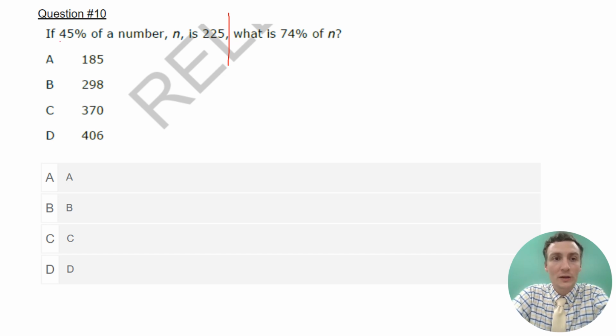Here, we know 45% of a number is 225. So we're saying the 45% is 225. Thus, this 225, even though it's huge, is our part. So I know that to find a whole, I do my part, my whole, which I'm representing with a W, equals my part divided by my percent.